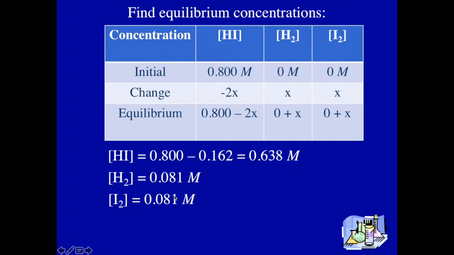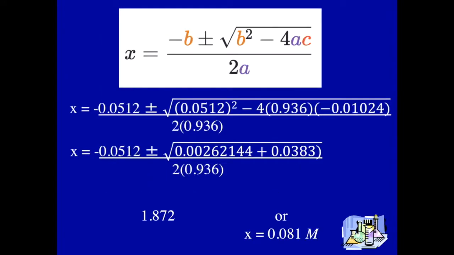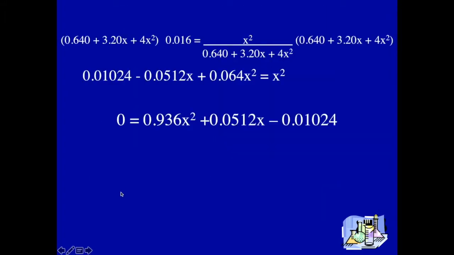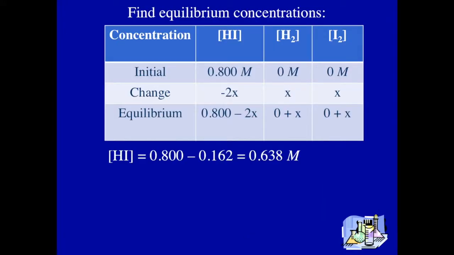Now, if we remember our original equilibrium expression was 0.016, which meant that our reactants were favored over products. And if we get to the end here, we can see that our reactant is more highly concentrated than our products.